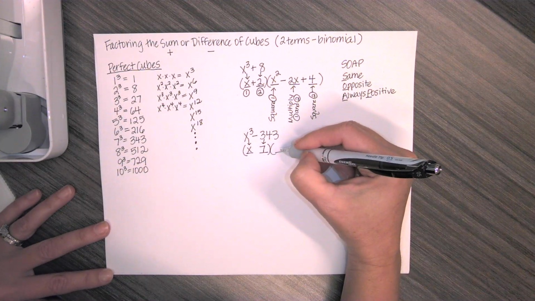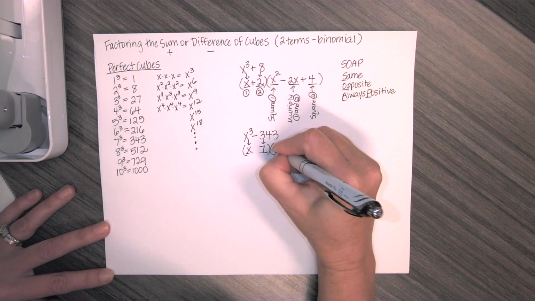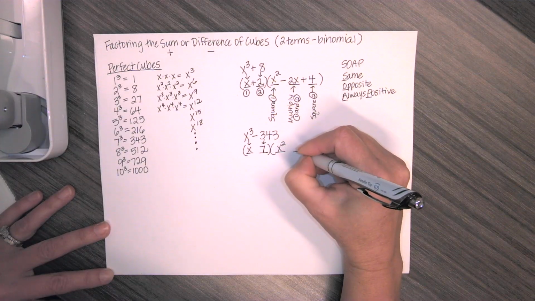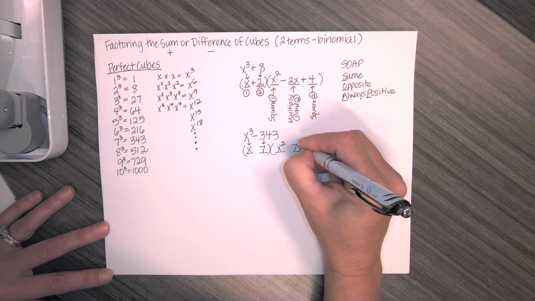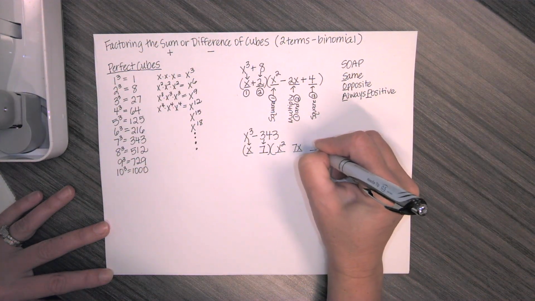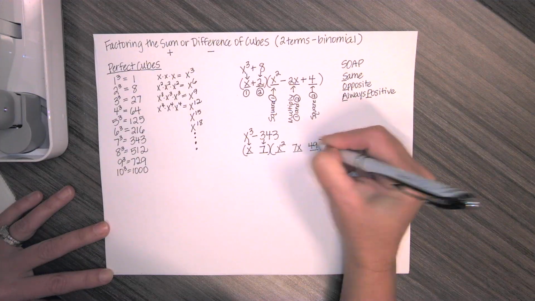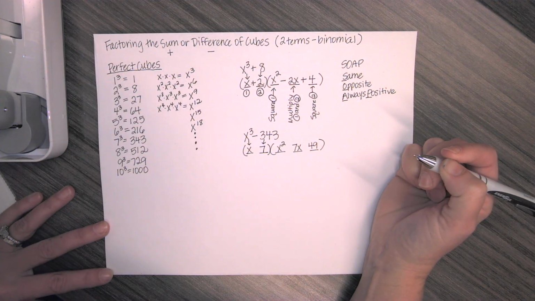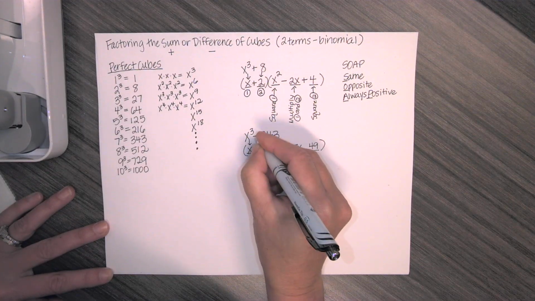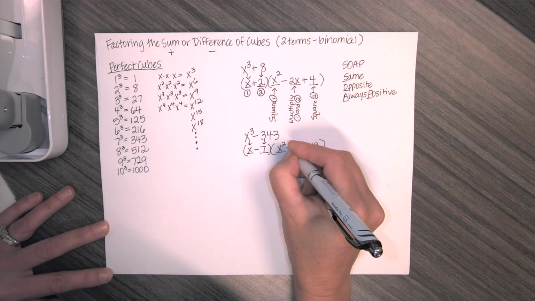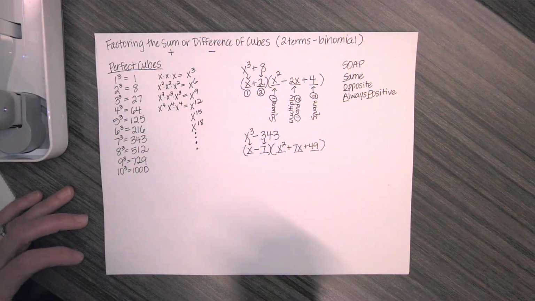Then to fill in this first blank, we're going to square this first term. So that's going to be x squared. To fill in the middle blank, we're going to multiply these 2 together. That's going to be 7x. And to fill in the last blank, we're going to square the second term. So that's going to be 49. All right, then we're going to get back and fill in our signs using SOAP. This is same as in the problem, so it's a minus. Opposite of what's in the problem, so that's a plus, and the last one's always positive.